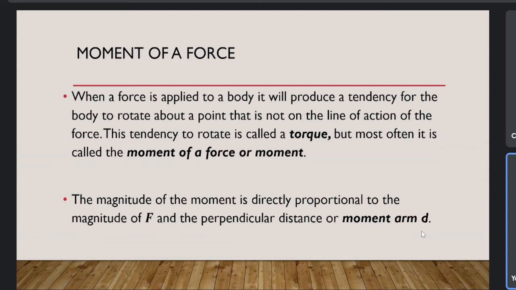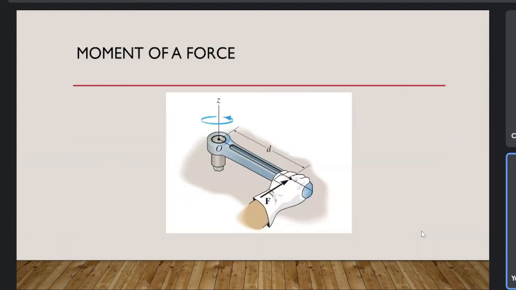So that is moment, or torque, and moment is a vector quantity because it has both magnitude and direction. The magnitude of the moment is directly proportional to the magnitude of the force F and the perpendicular distance, also known as the moment arm. Let's suppose that is D. In this diagram you can see the force is applied perpendicularly to the moment arm. So in this case it's easy to compute.